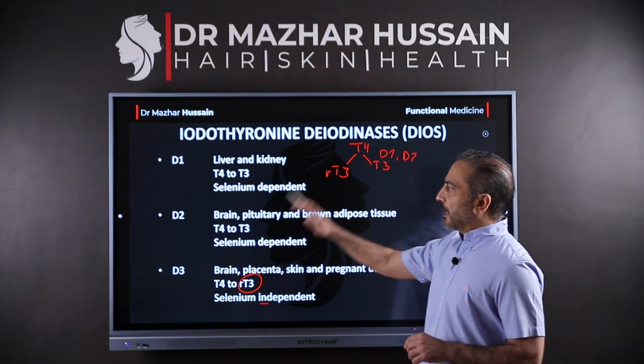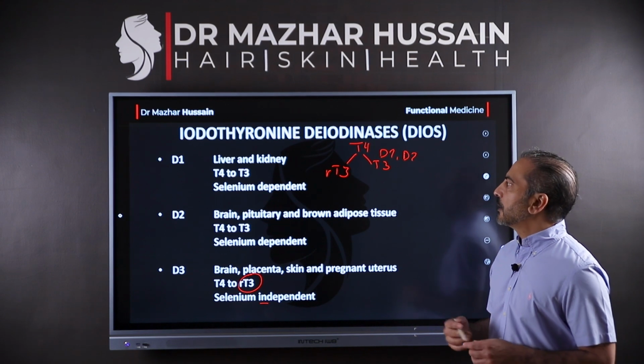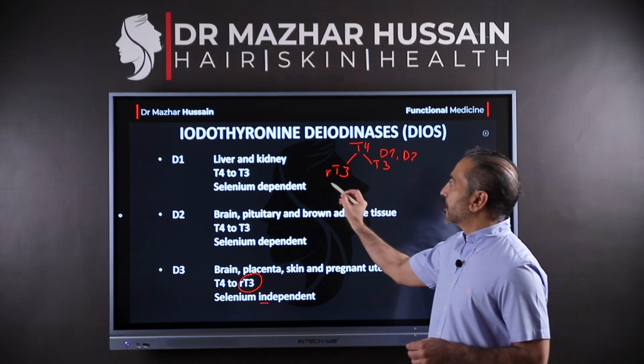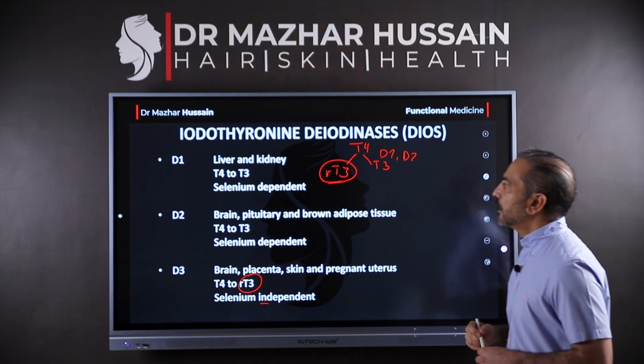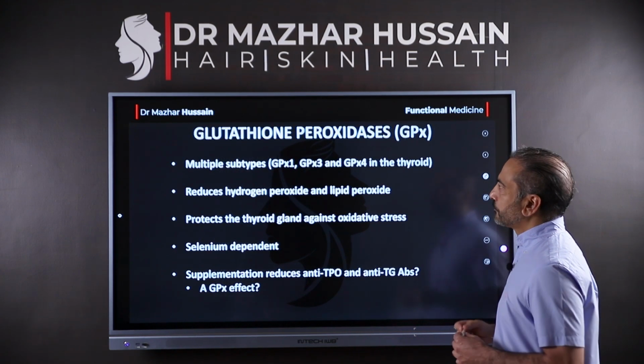So if we are lacking selenium, if we have insufficient intake of selenium, we will have diminished production of T3, but we can still produce reverse T3, which slows down our metabolism. We don't want that to happen.